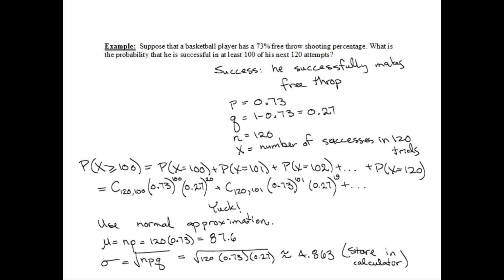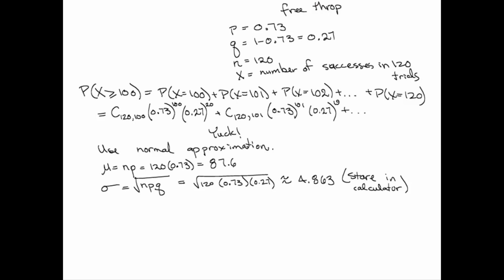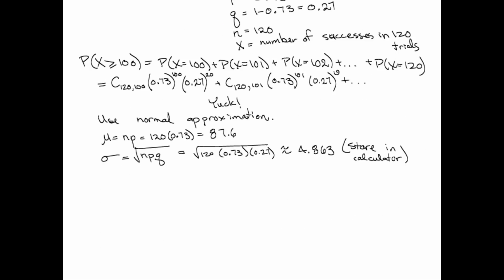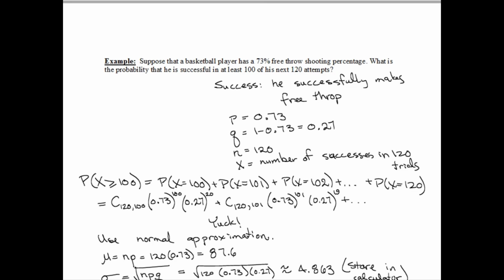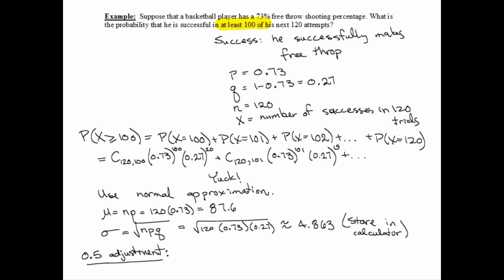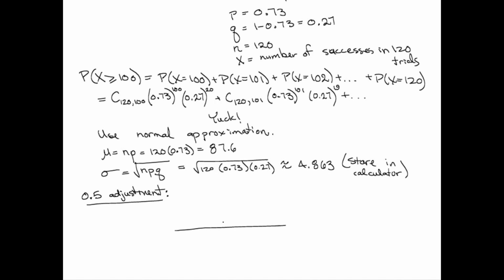Okay. So now we need to use our normal approximation. First of all, we're going to do the 0.5 adjustment. The problem is asking me for the probability that he gets at least 100 free throws. At least 100. Okay, since it's at least 100, we want to include 100, but we do not want to include 99. I'm going to draw myself a little mini histogram here.